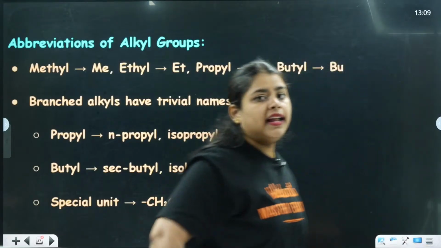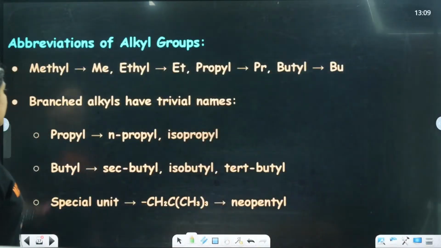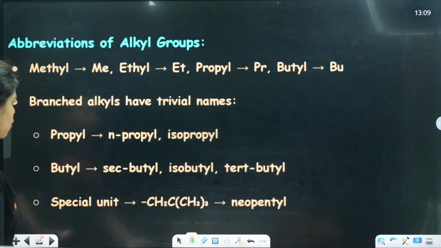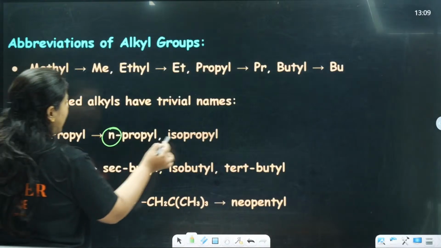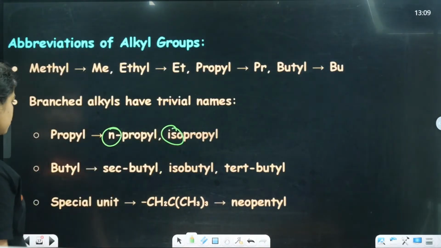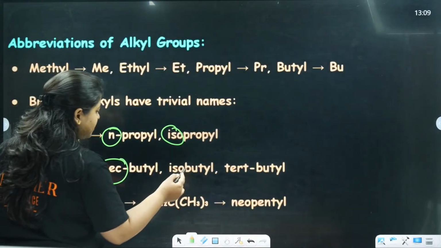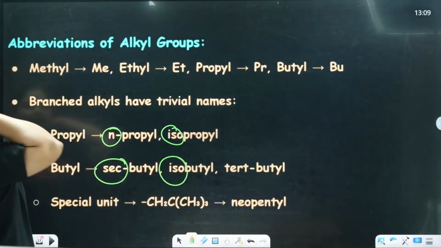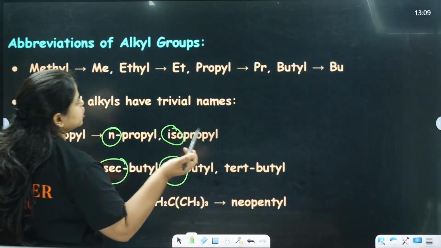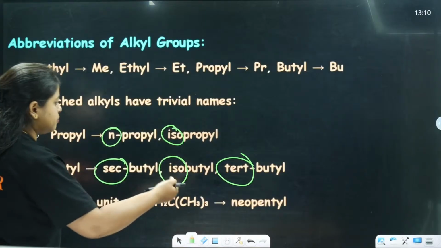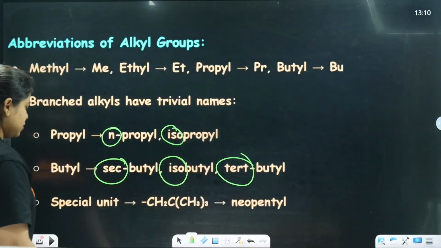Yes. Let's start. Next, branched alkyls have trivial names also, like propyl, which can be n-propyl or isopropyl. It depends how you add the n and iso. We'll see the examples, don't worry. For butyl, the prefix sec depends on where it is attached, where the hydrogen is attached. If attached to the third carbon, or tert if attached to the fourth carbon. Like that you need to mention the things.